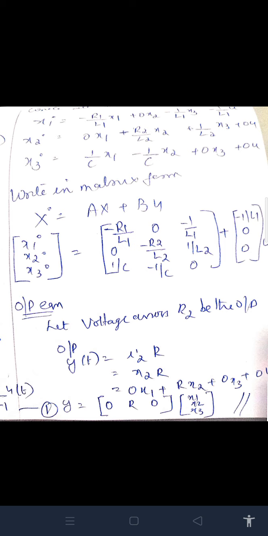So write in the matrix form y is equal to Cx plus Du. There is no D here. So C matrix will consist of only the second variable x2, that is its coefficient is R2. The x1 and x3 coefficients are 0. So y equal to Cx. So this completes the state space modeling of this given electrical network.